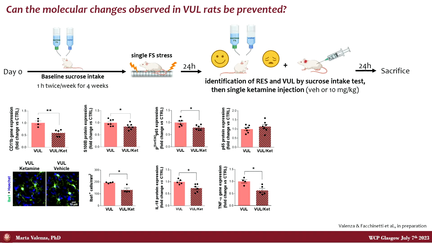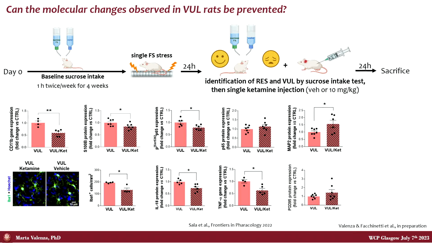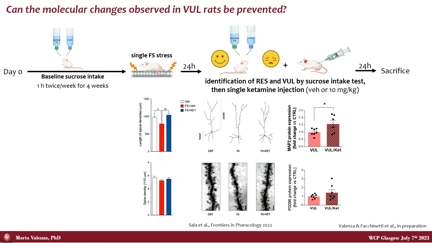So this probably had a positive effect on neurons, since we had a higher expression of the dendritic marker MAP2 in the ketamine-injected group compared to the vehicle-injected rats. And actually, we saw that ketamine injected after stress could actually prevent the retraction of apical dendrites of the pyramidal neurons in the prefrontal cortex.